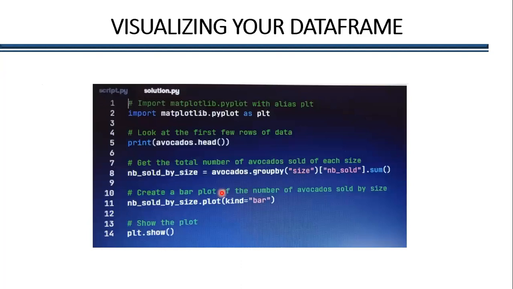How to visualize your data frame? If you want to visualize your data frame, then you can use this. At the first row, you can use head. The total number of rows will be grouped by the first, the type, and then square brackets, and then the sum aggregate function. Here, if you want to create a bar plot, then we use the data frame, then plot, and then in brackets kind equals bar. If it is a scatter plot, then it will be scatter. If a line plot, then it will be line.